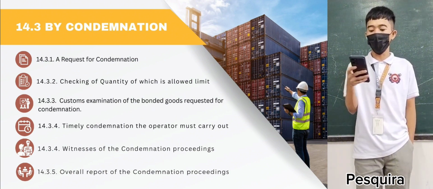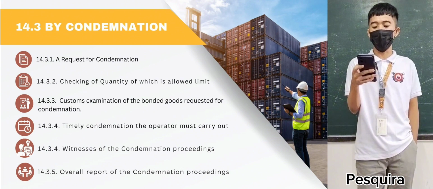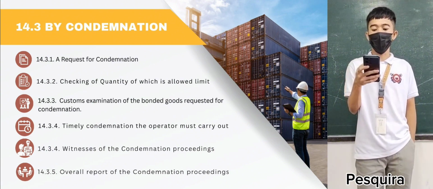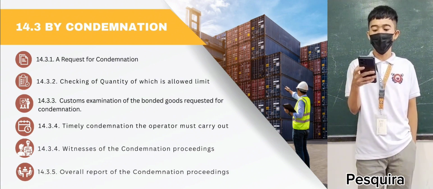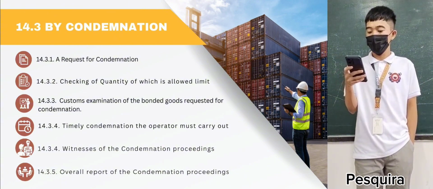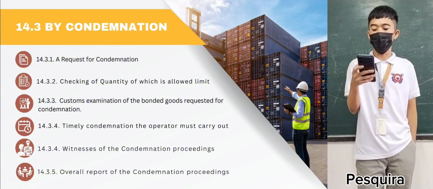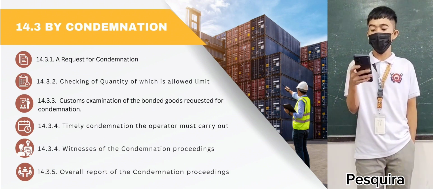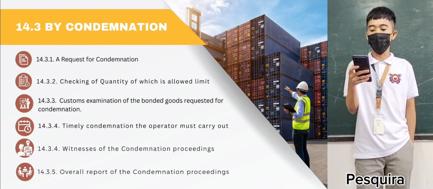The condemnation proceedings must be witnessed by the assigned warehouseman, representatives from the auction and cargo disposal division, and other concerned officers of the Bureau, representatives from the Commission on Audit, and other concerned government agencies.